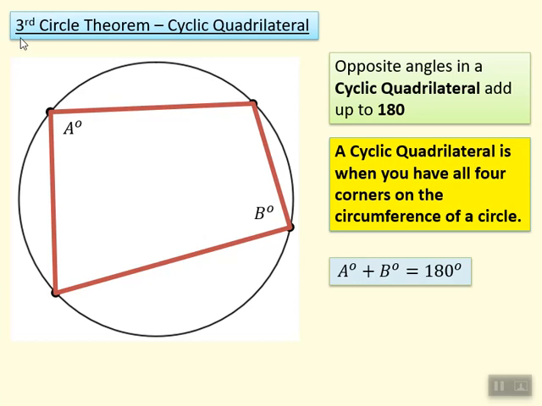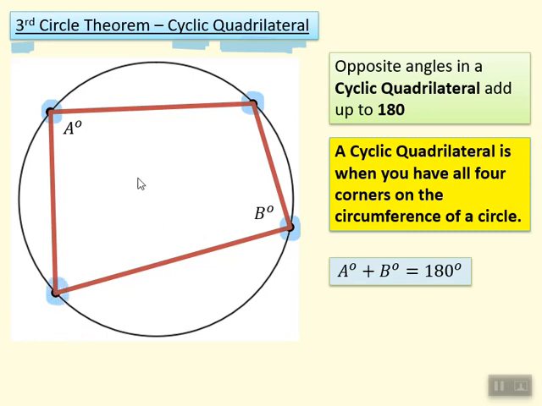Okay, this is circle theorem number 3, and it's to do with cyclic quadrilaterals. First of all, you need to understand what it means by cyclic quadrilateral. Quadrilaterals are any four-sided shape. But the word cyclic means that the corners of the quadrilateral are on the circumference of a circle. So it's a four-sided shape where all four corners are on the circumference of a circle.